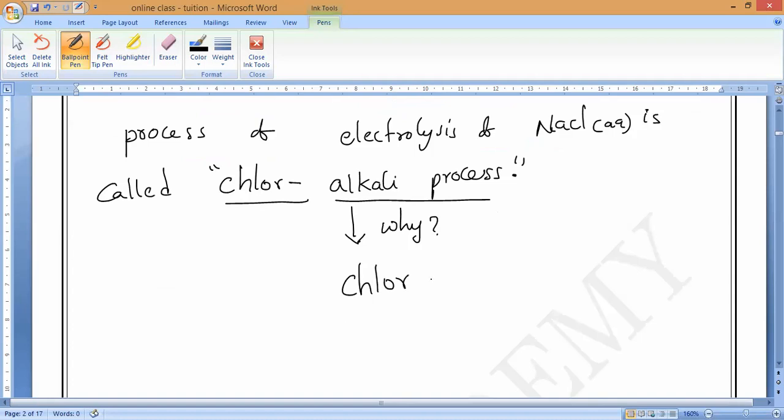Chlor. Understand? Chlor for what? Chlorine gas. Do you understand? Chlorine and alkali. Alkali for what? Sodium hydroxide. That is what you have to remember. That is why this process is known as the chloralkali process.